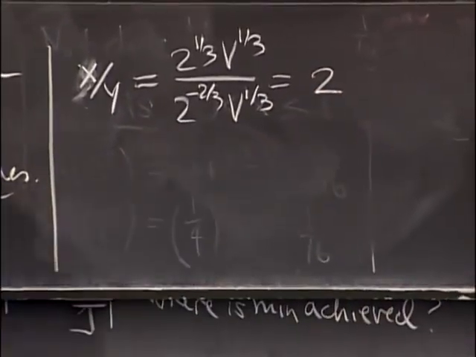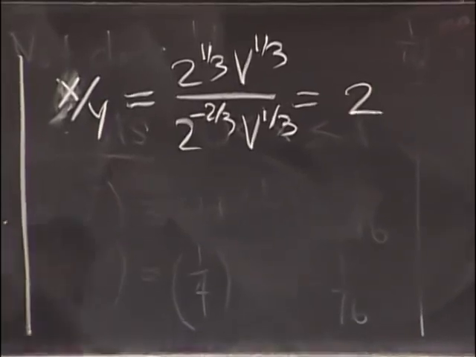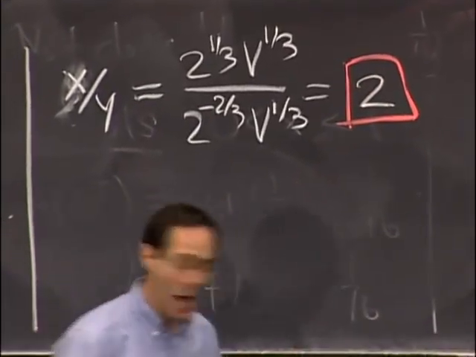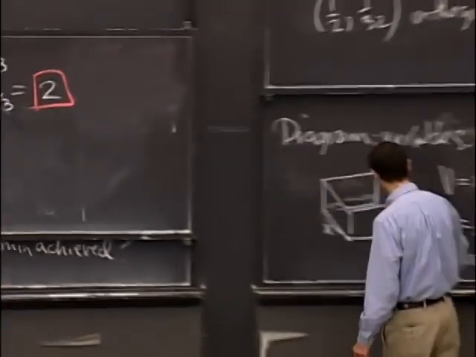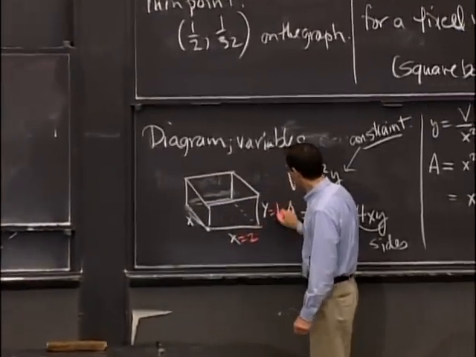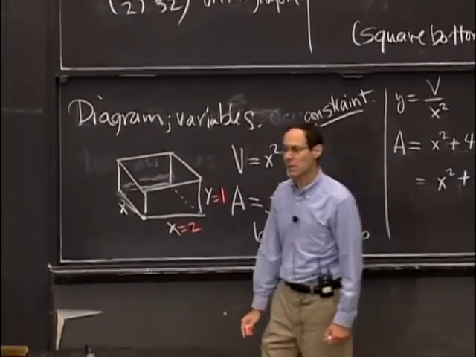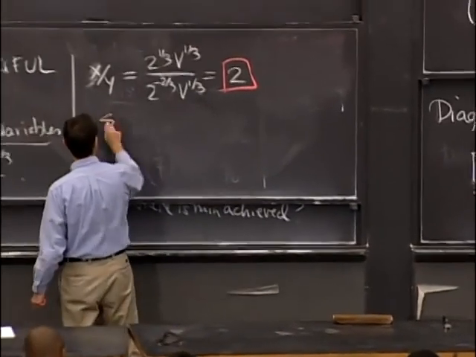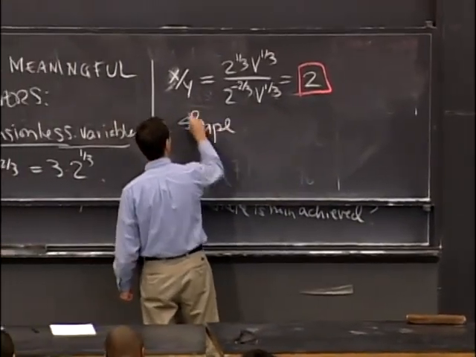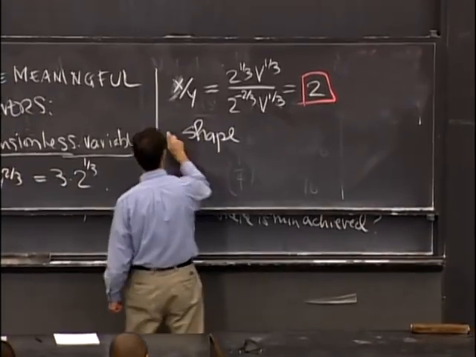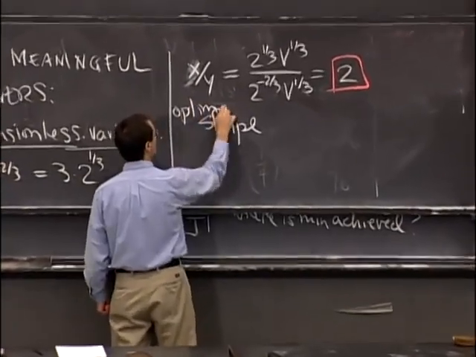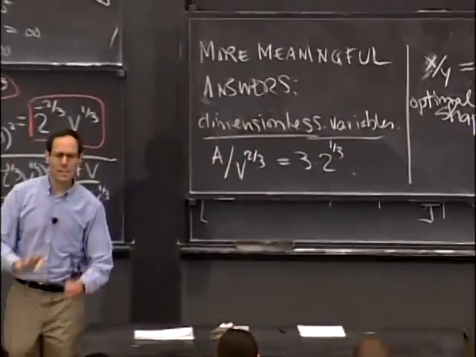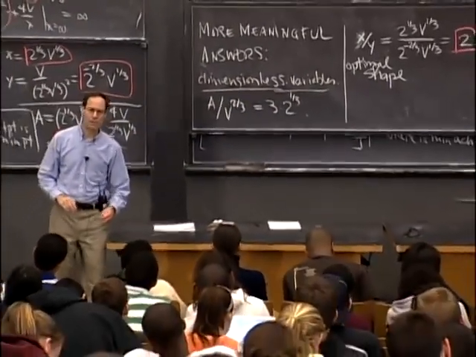All right? So this is actually the best answer to the question. And it shows you that the box is a 2 to 1 box. If this is 2 and this is 1, that's the good box. And that is just the shape, if you like. And it's the optimal shape. And certainly, aesthetically, that's the cleanest answer to the question.